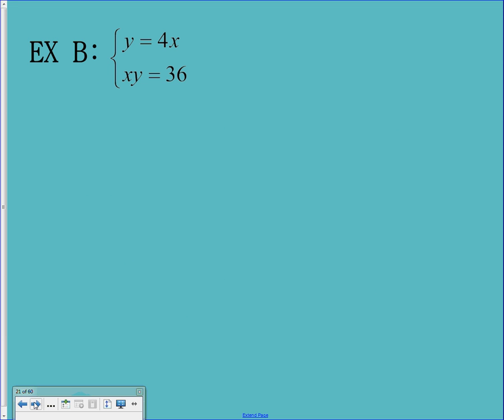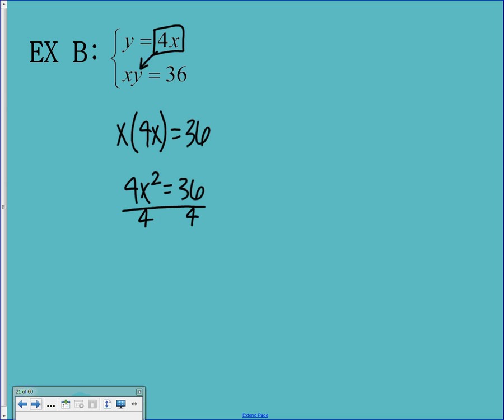Example B, okay, so I have one equation set equal to one variable, y equals 4x, so then I'm going to substitute that into my second equation for y. So I've got x, instead of y, I have 4x equals 36. Well, x times 4x is 4x squared. Be really careful there, okay? It's not 5x, it's 4x squared. Next, be really careful. We have to divide by 4 first. So I get x squared to equal 9.